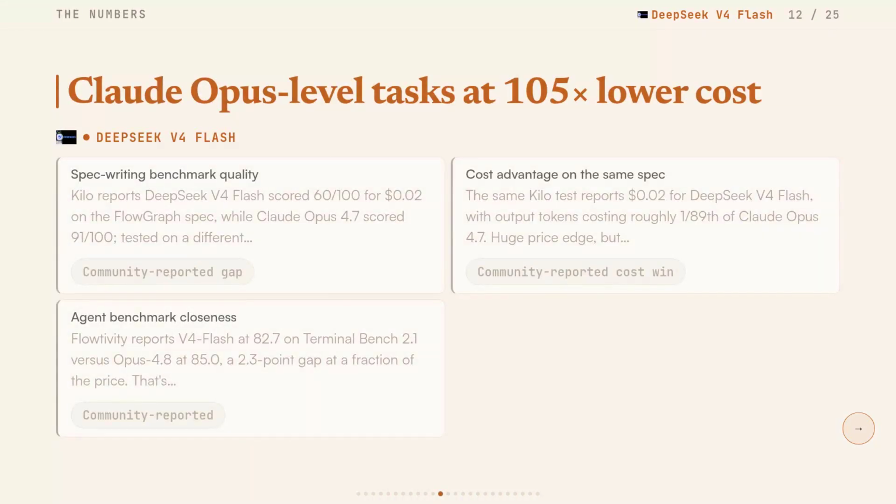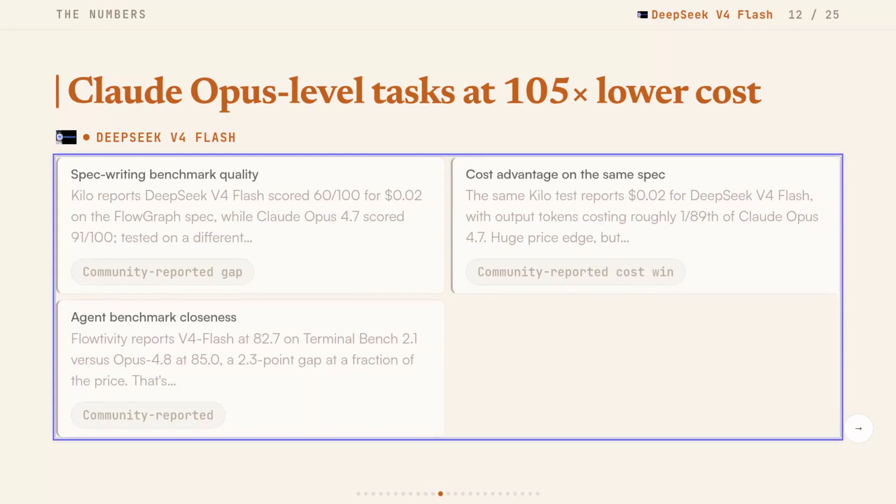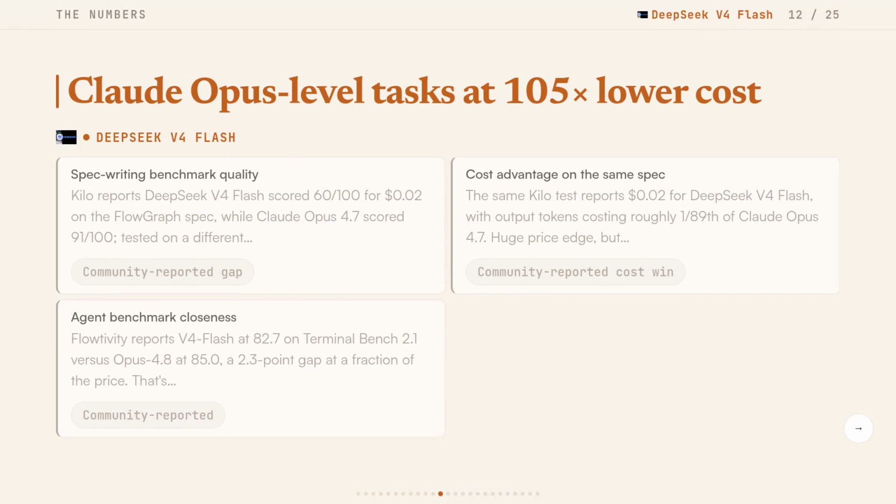Watch what happens on the FlowGraph spec. DeepSeek V4 Flash scores 60 out of 100, while Claude Opus 4.7 scores 91 out of 100. Output tokens on Flash run roughly 1/89th the cost of Opus, so the price edge is real.